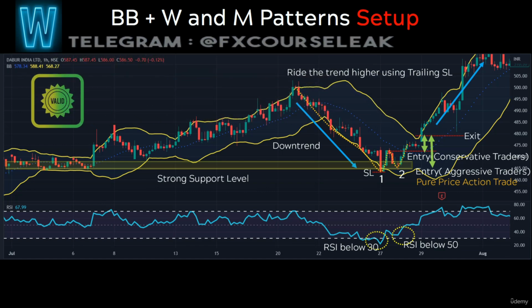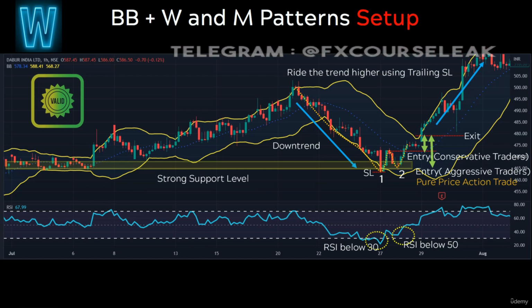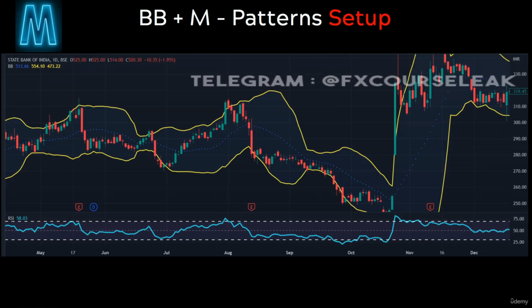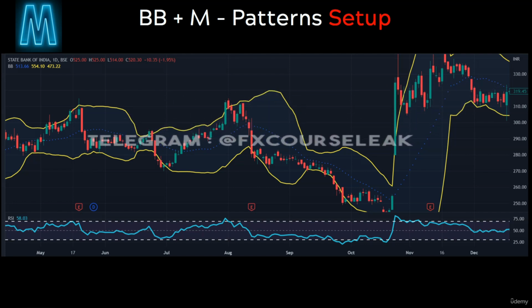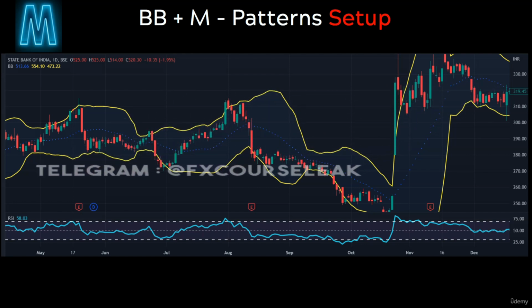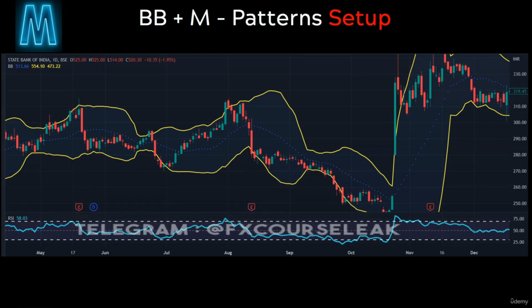Next, the rules for the M pattern are just the reverse of the W pattern. I hope by now you can easily make out the rules. I will simply discuss the chart with the M pattern for your understanding, and this will make the steps absolutely clear to you. Now this is the first example, of the stock State Bank of India.